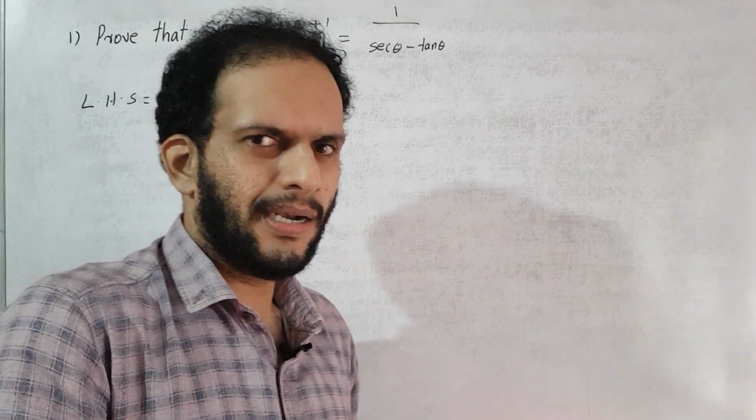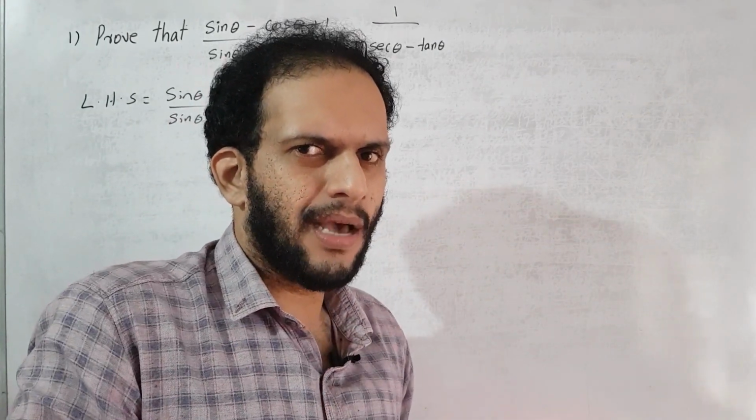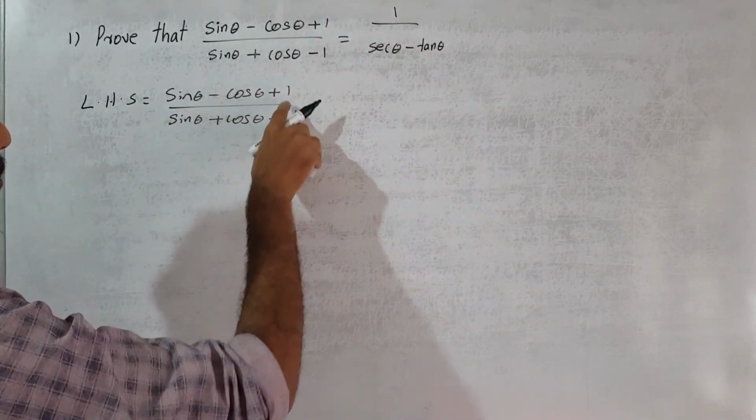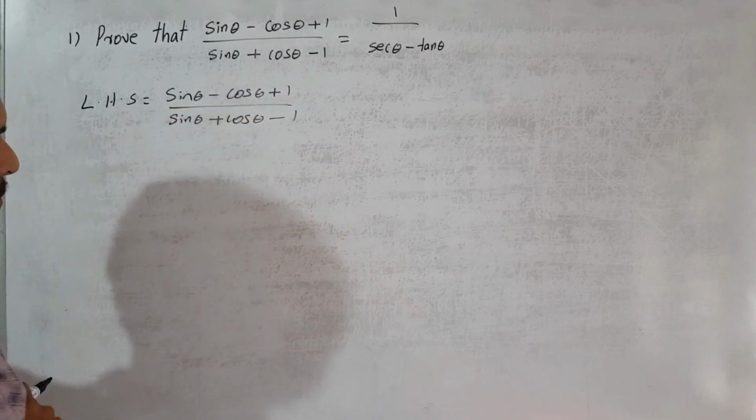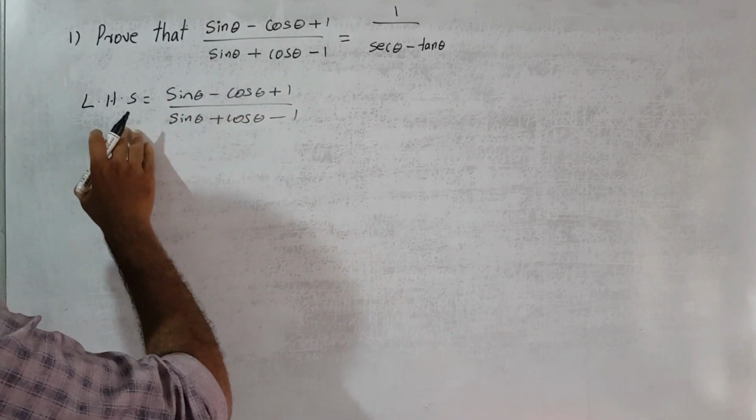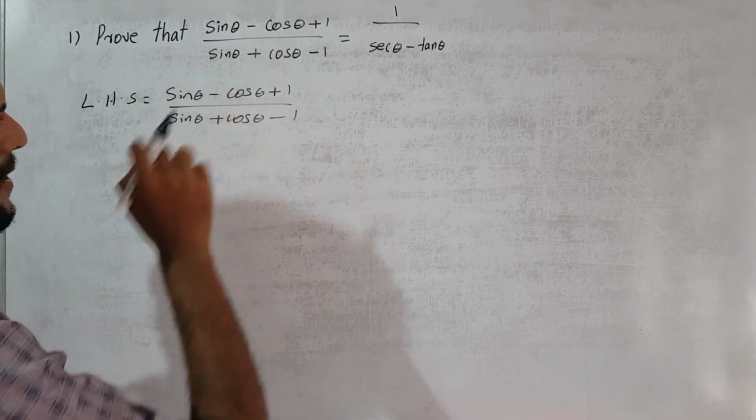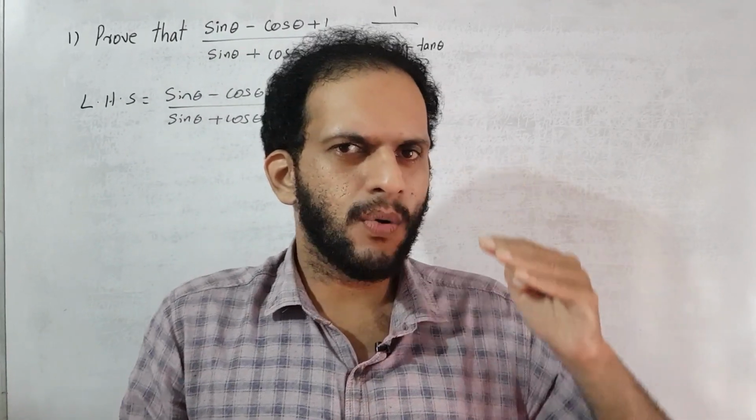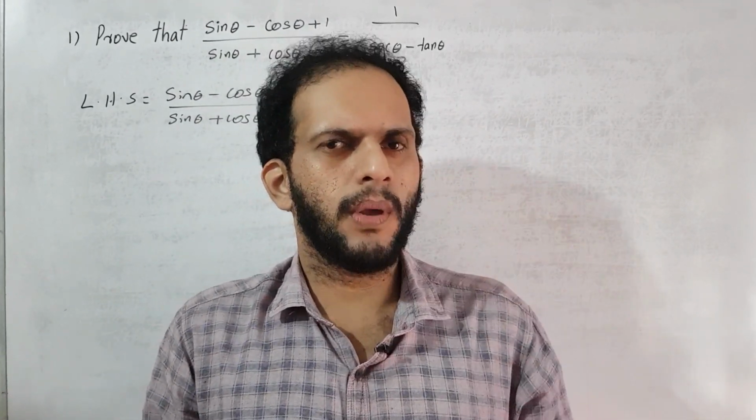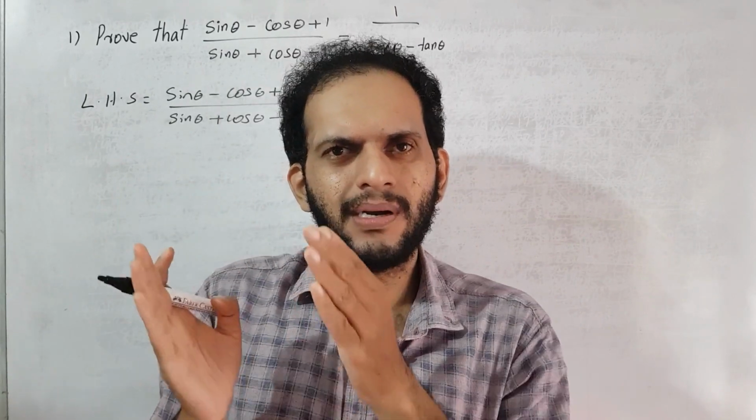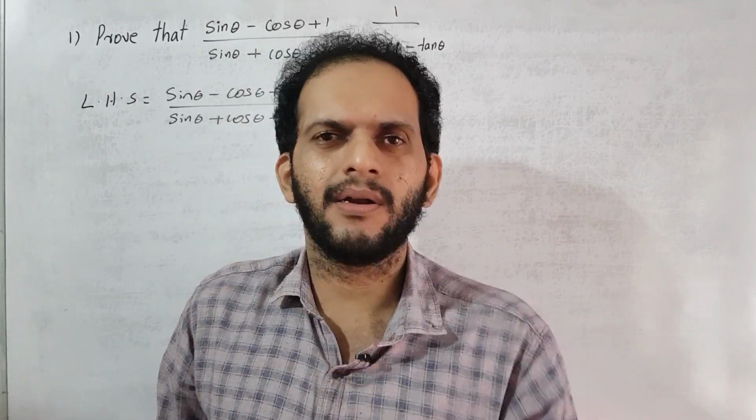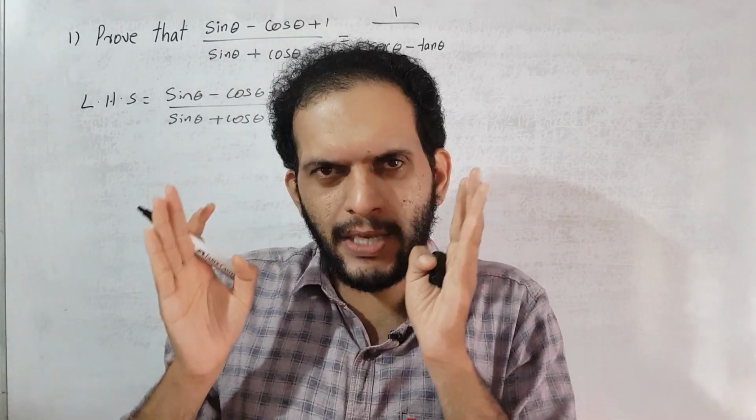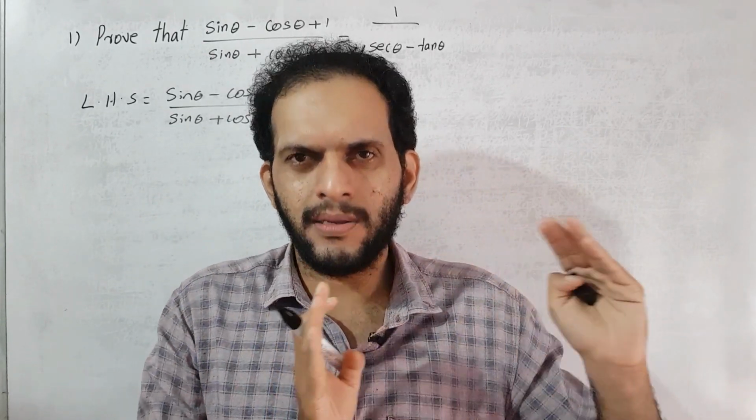Okay, sec is 1 by cos, and to get tan we need sin by cos. So for getting sec and tan we want to get 1 by cos and sin by cos. For getting that form we divide the LHS completely by cos. Since the RHS needs the form 1 by cos and sin by cos, we have to divide every term of the LHS by cos.